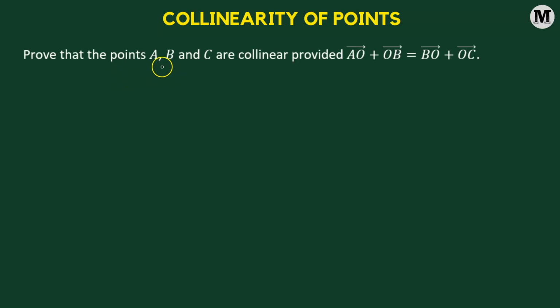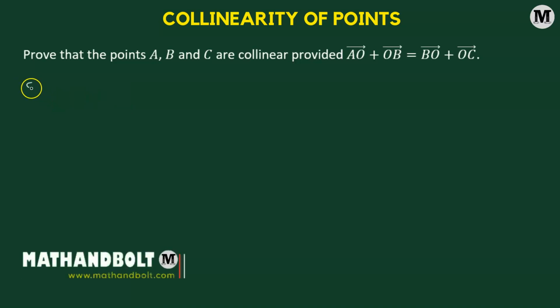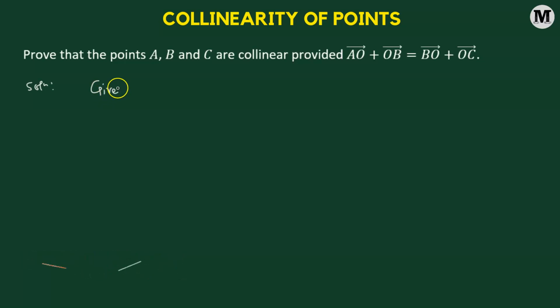We need to show that A, B, and C are collinear, provided AO vector plus OB vector equals BO vector plus OC vector. Okay, let us begin. So here we'll start with the given condition. It's given to us that AO vector plus OB vector equals BO vector plus OC vector.